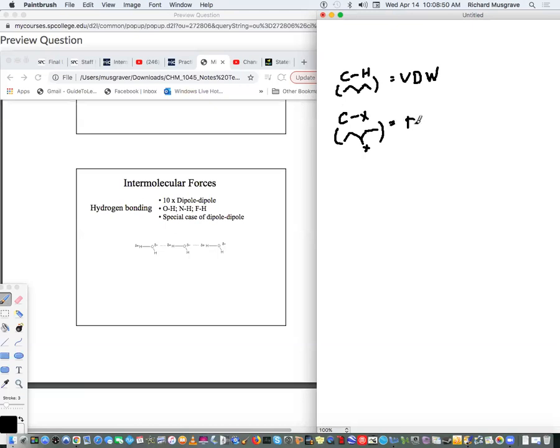Then we're looking at dipole-dipole. Now remember, X is a non-metal. That isn't carbon, right? Or hydrogen. X does not equal C or H. And the last one, containing OH, NH, FH, these are all considered hydrogen bonding.